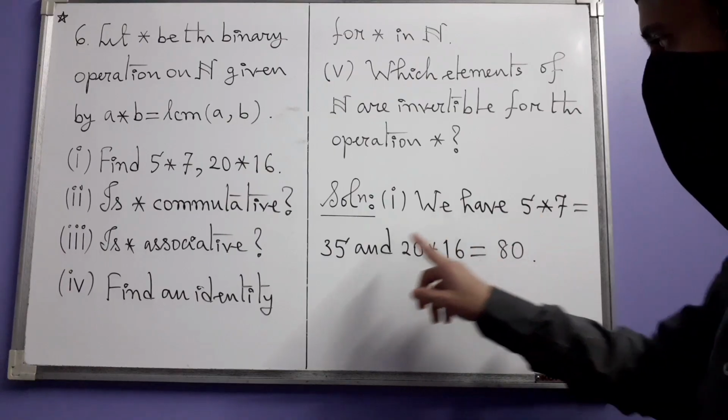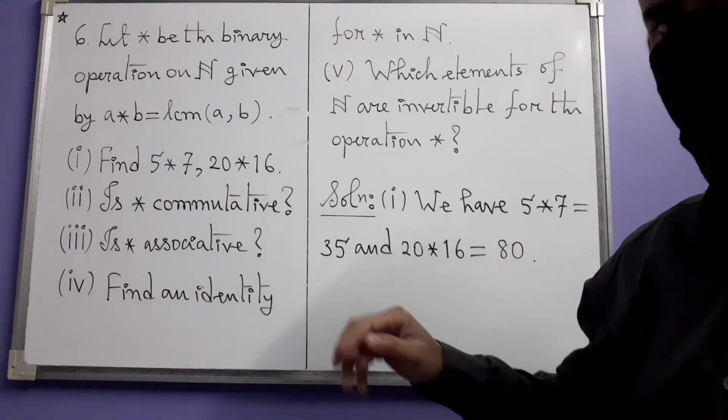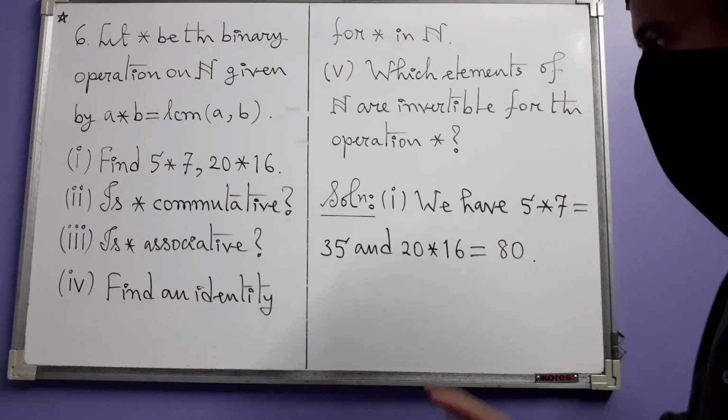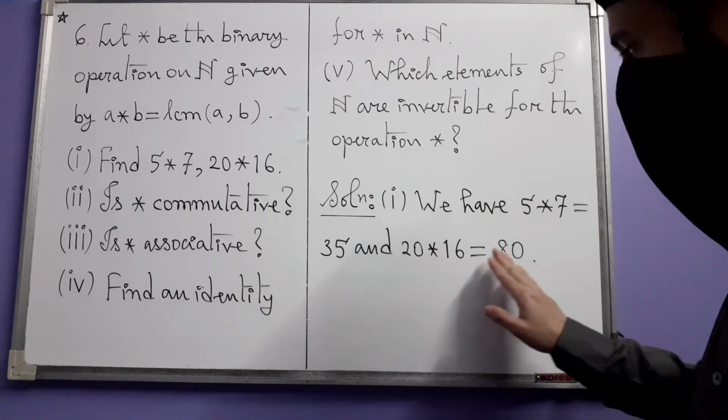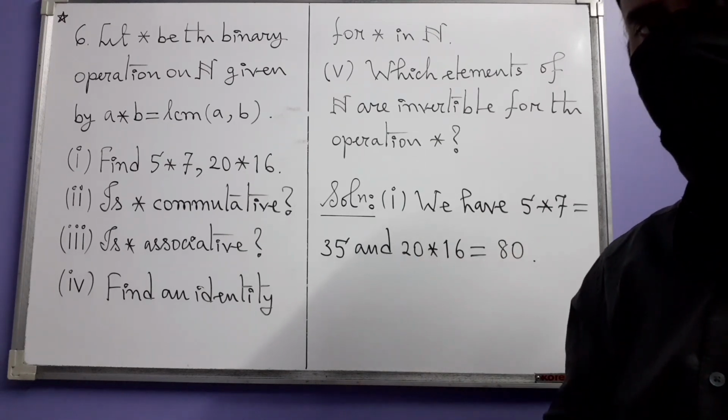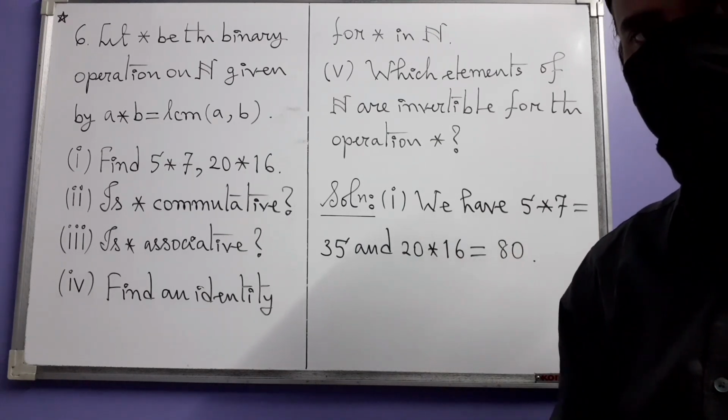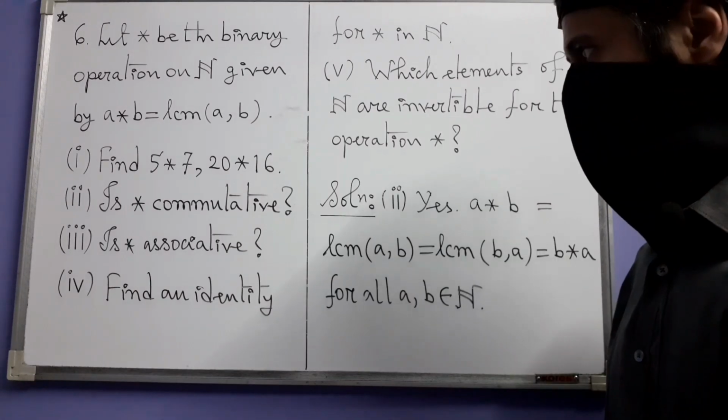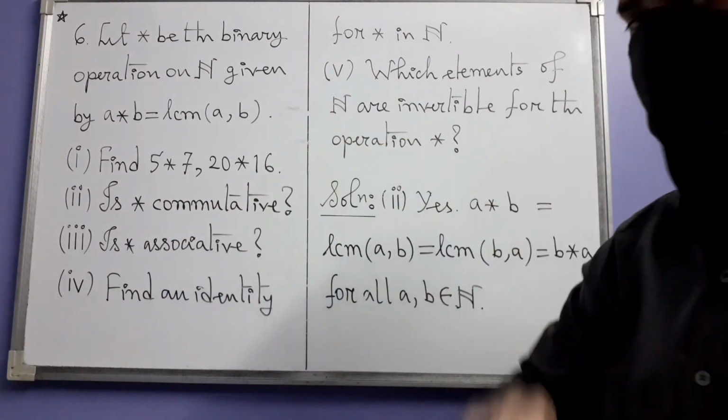5 star 7, of course, is 35. That means the LCM of 5 and 7. And similarly, the LCM of 20 and 16 is 80. There's nothing more to explain here. It's just elementary arithmetic. Part 2 asks if star is commutative.